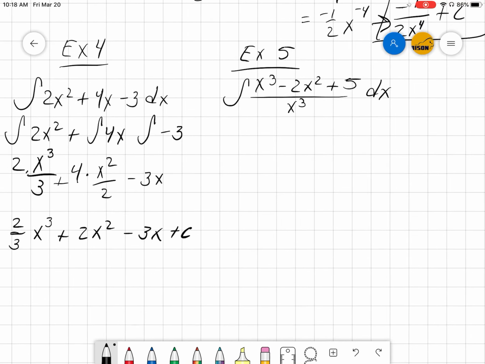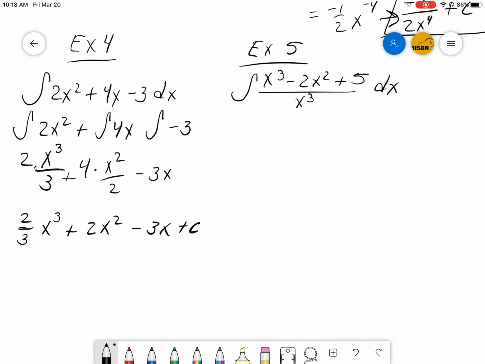All right, example 5 is another instance where we have to make stuff look better before we do it. I'm going to divide each of these separately. So I'm still going to be doing the integral. And I'm going to go x cubed over x cubed, minus 2x squared over x cubed, and then plus 5 over x cubed. And I'm going to start reducing stuff. So that front guy, it's easy. It turns into a 1.